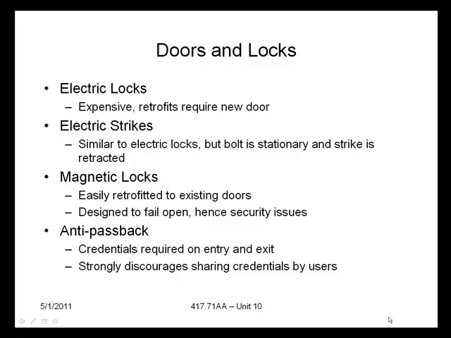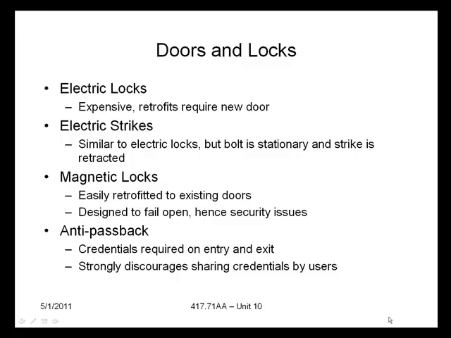The strike is the area in the door frame that the lock works with, attaches to. The difference between an electric lock and electric strike is in the mechanism. In a lock door, the bolt is moved. In a strike door, the bolt in the door remains stationary and a strike is retracted. So the door bolt is stationary, the strike zips back and allows the door to be opened. In a fail-safe configuration, the strike retracts when de-energized on loss of power to allow safe exit in the event of a power outage or other emergency.